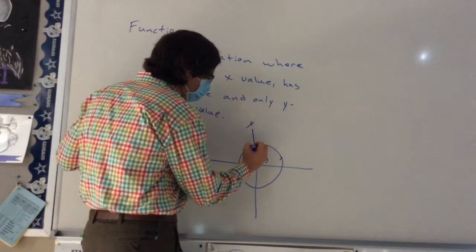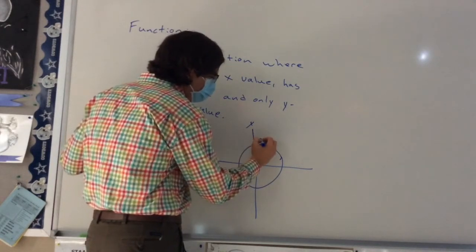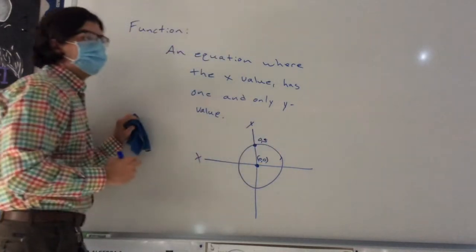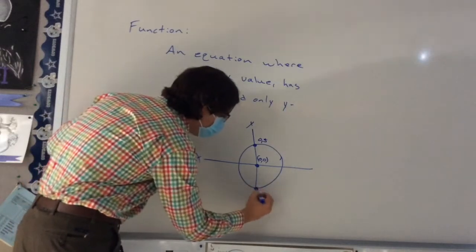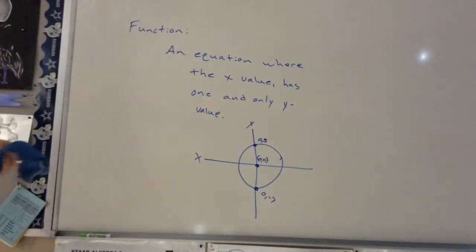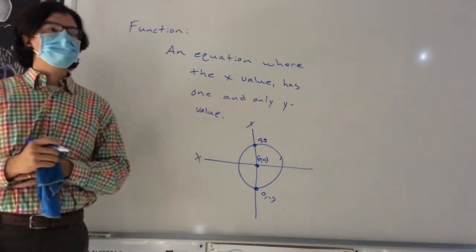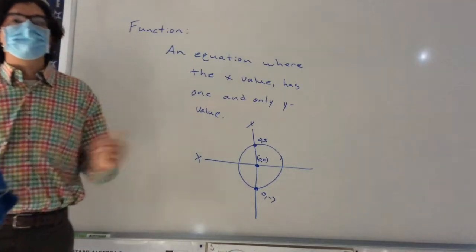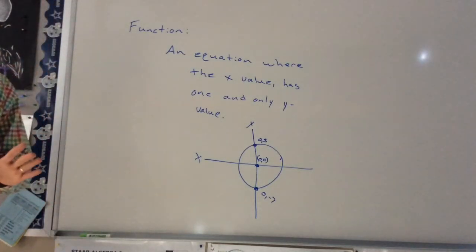So is it safe to say that this point could be 0, 5? And is it safe to say that this point could be 0, negative 7? I mean, I'm just estimating, right? But can we all agree with that? And do we agree that 0 is being used on both of those? So therefore, it's not a function. Are we good there? Yeah.